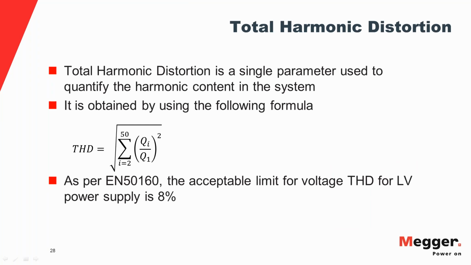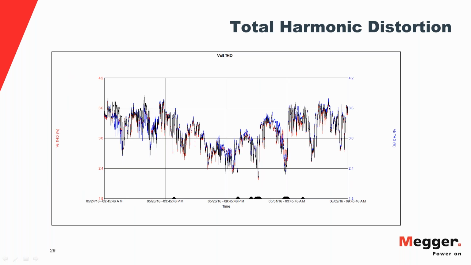It is obtained by using all the individual harmonic components that you get, using the ratio of the individual harmonics to the fundamental. So you can see the formula there. And as per the European standard EN 50160, the acceptable limit for voltage THD is 8%. Now, can this term be used for current? We'll see that later. But before we do that, let's look at the chart for total harmonic distortion.